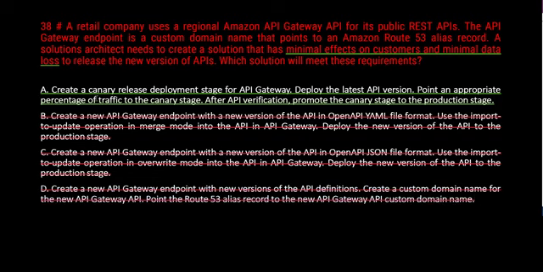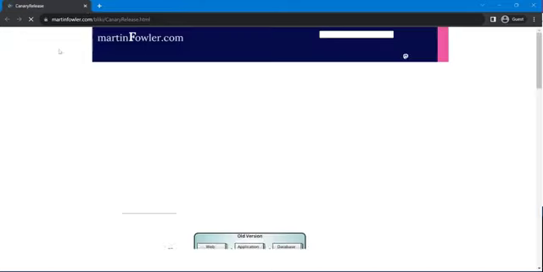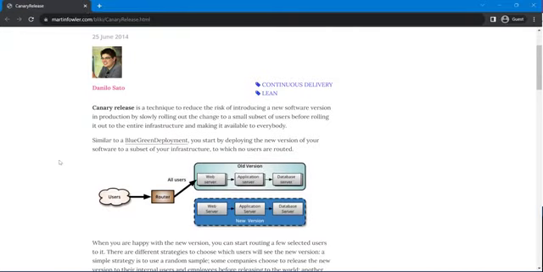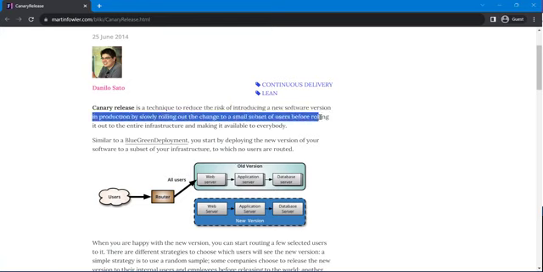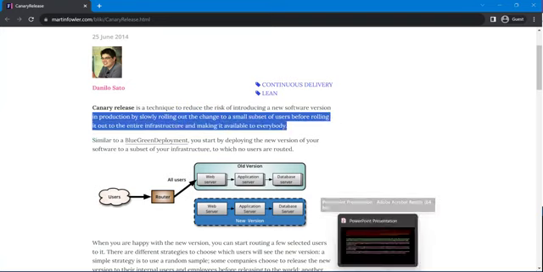So just go with the canary release deployment. If you don't know what canary release is, read through it. There are some examples of how they show it. It's a technique to reduce the risk of introducing new software in production by slowly rolling out the change to a small subset of users before rolling it out to the entire infrastructure and making it available to everybody. All right, so read through that.